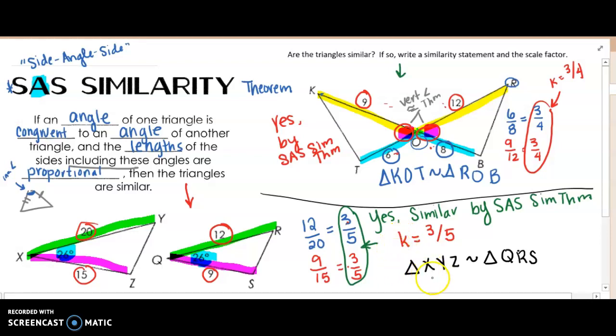And then for the similarity statement, I did triangle XYZ is similar to triangle QRS. If you switch the order of this, that is okay. Just make sure you switch the order of this to match it.